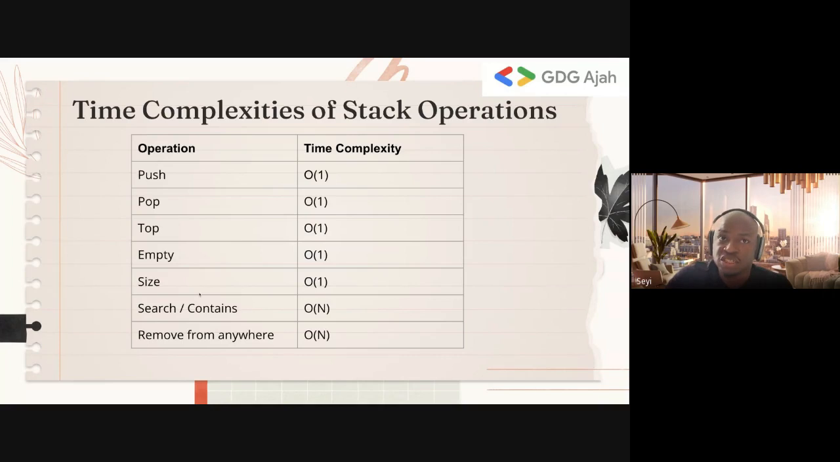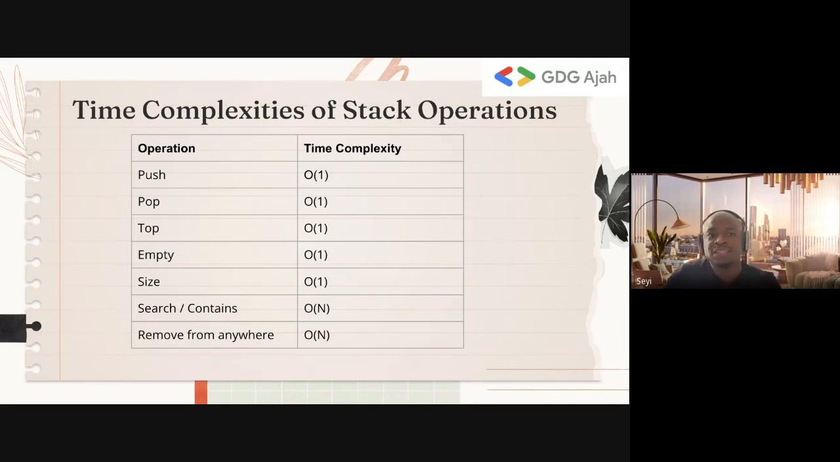Now, search in a stack is O of n. So this tells us that whenever we want a data structure that allows us to search for things easily, we shouldn't be using a stack. Removing from anywhere is O of n. So if you have a data structure that you want to be removing from things easily, don't use a stack. So the stack is good for pushing and popping, essentially. It does it and it does it well.